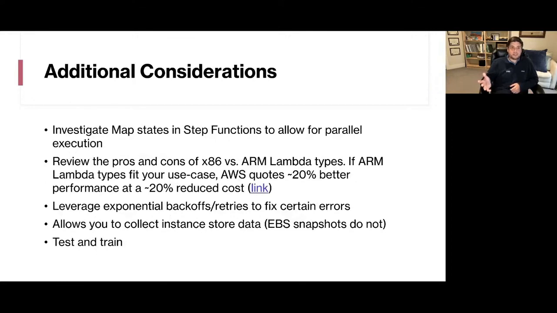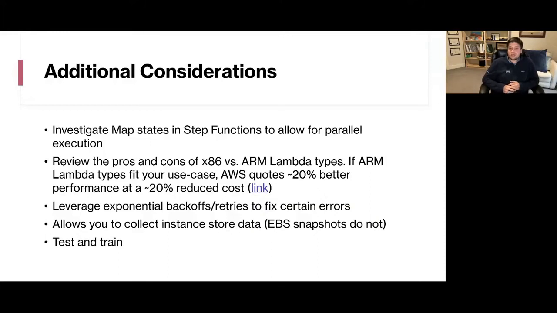And lastly, for my super technical folks on the call, some additional considerations here too. So some more pro tips. I talked about a map state very briefly. Look into this in Step Functions. Basically, it allows for parallel execution without slowing down one arm of input. So look into that.